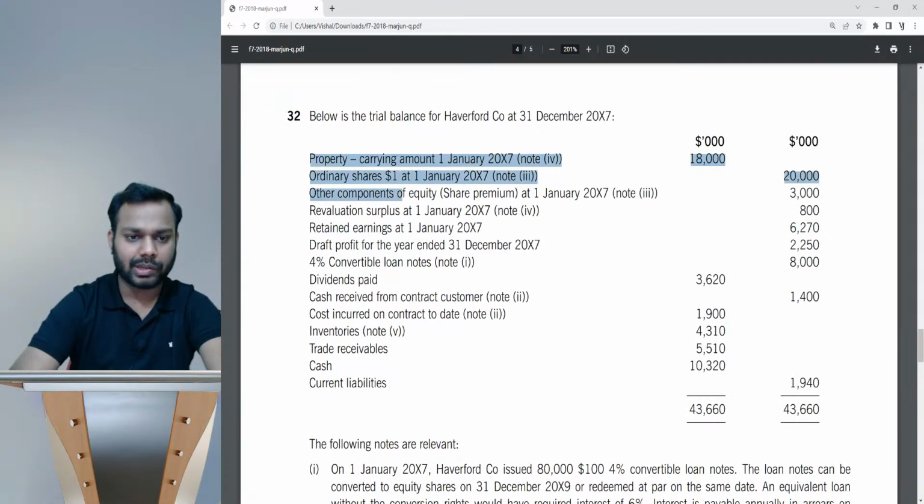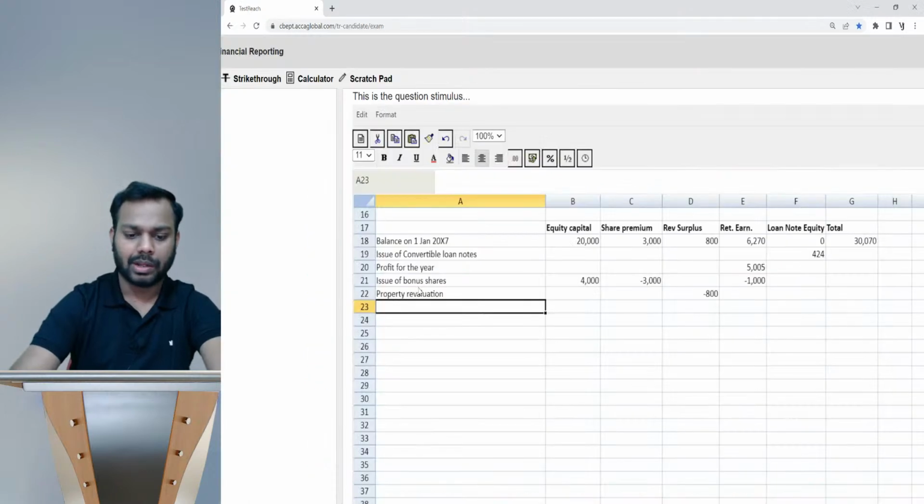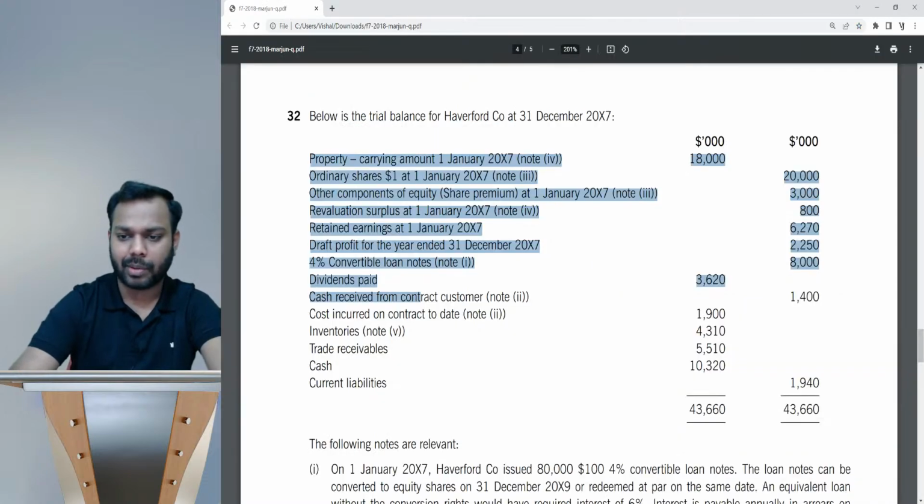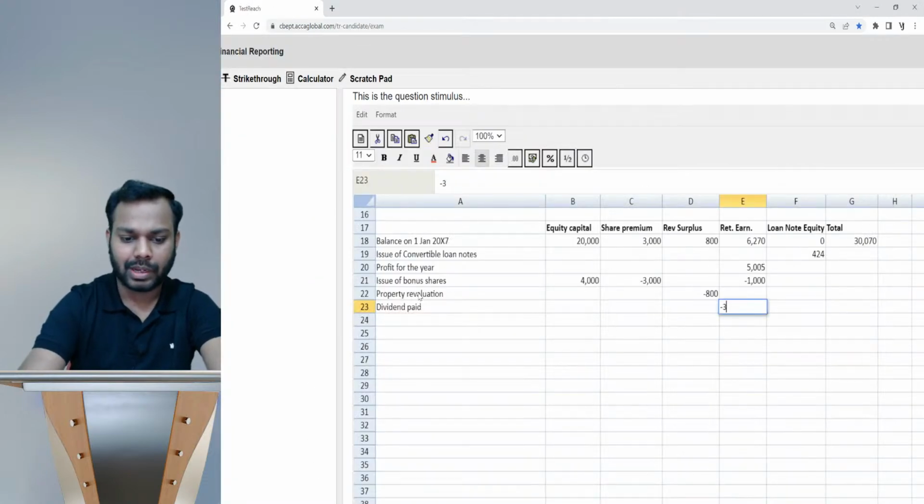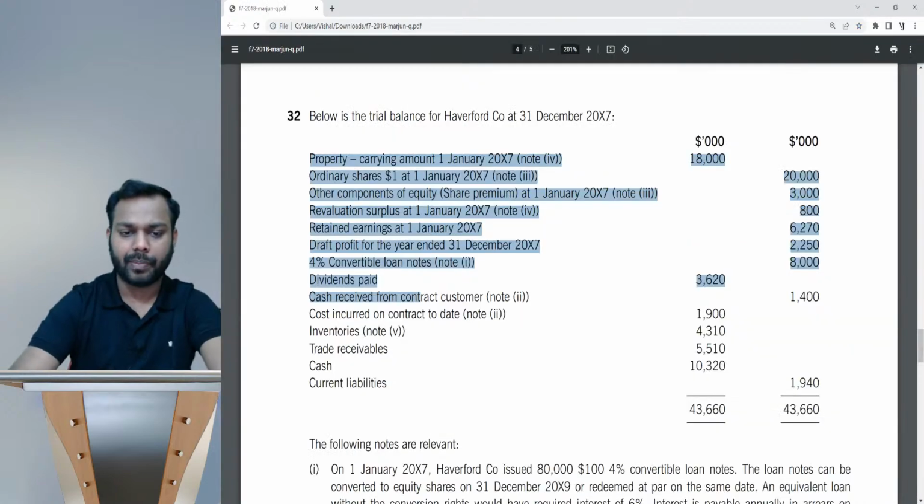This is already adjusted: retained earnings adjusted, profit already adjusted, the convertible loan notes already adjusted. Dividend paid, let's adjust it here. Dividend paid is to be adjusted here. How much is the amount? 3620 minus 3620 is the amount of dividend paid.